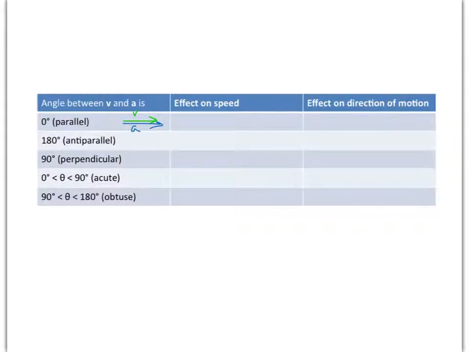What's going to happen? Well, now this is not change of velocity, this is just a regular initial velocity. And the acceleration is going to increase the velocity, kind of like what happens when you step on the gas pedal of your car, the accelerator. You go faster in that direction that you were going. All right? There's going to be no effect on the direction of motion because this is the initial direction right here, and the acceleration is applied in that exact same direction, so the direction of motion is going to be the same.